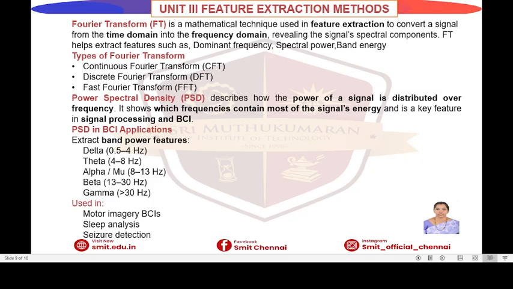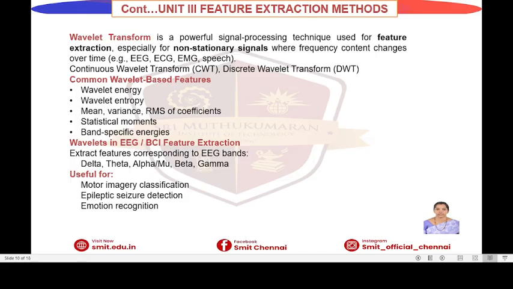Alpha falls in the 8 to 13 hertz range, beta is 13 to 30 hertz, gamma is greater than 30 hertz, theta is 4 to 8 hertz, and delta is 0.5 to 4 hertz. We can use this PSD in motor imagery BCI, sleep analysis and also seizure detection. So this is the continuation of another method.